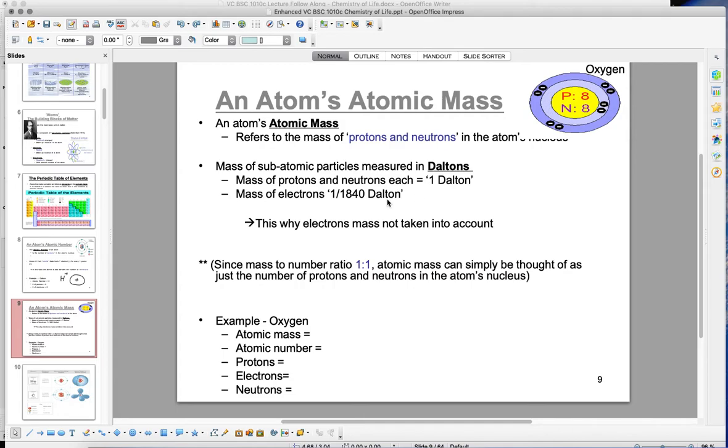So why aren't we taking in the mass of the electrons? Because the mass of an electron is negligible, about 1 over 1840 of a Dalton. It doesn't have a lot of mass, so we don't include it. When we talk about mass, we're just talking about the mass of the protons and neutrons. Since it's a 1-to-1 ratio, 1 Dalton to 1 particle, a lot of people just say it's the number of protons and neutrons in the nucleus. That's where you hear that a lot.